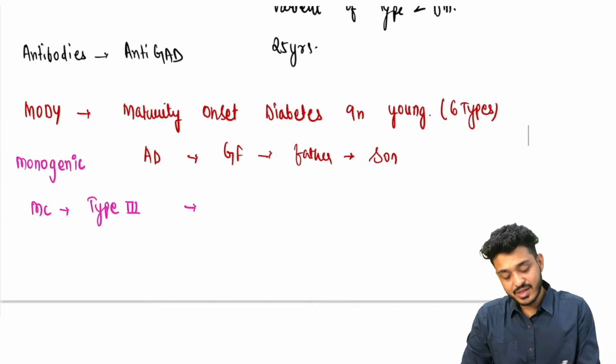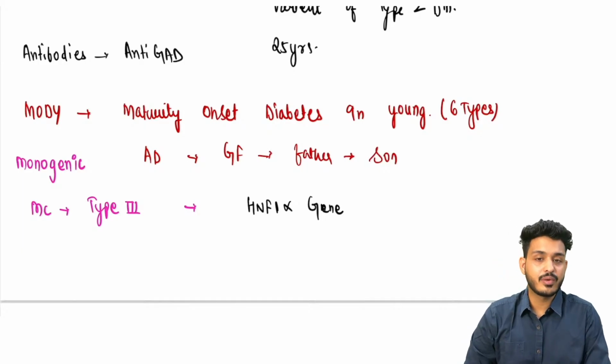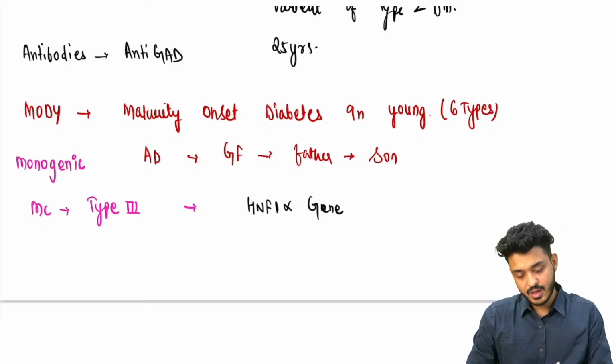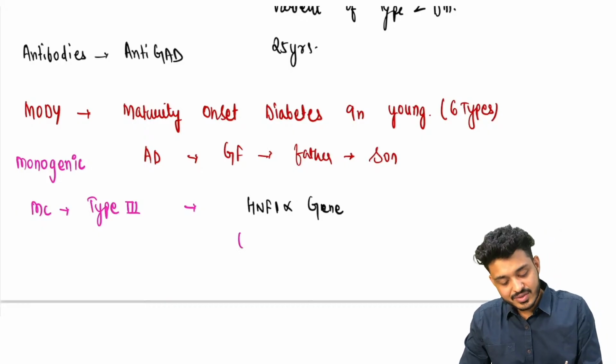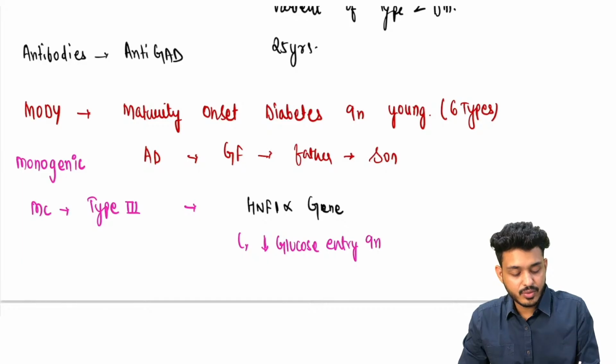What is the gene which is going to be involved over here? The gene involved here is the HNF1 alpha gene. What it is going to do is decrease glucose entry into the cells, glucose entry into beta cells.